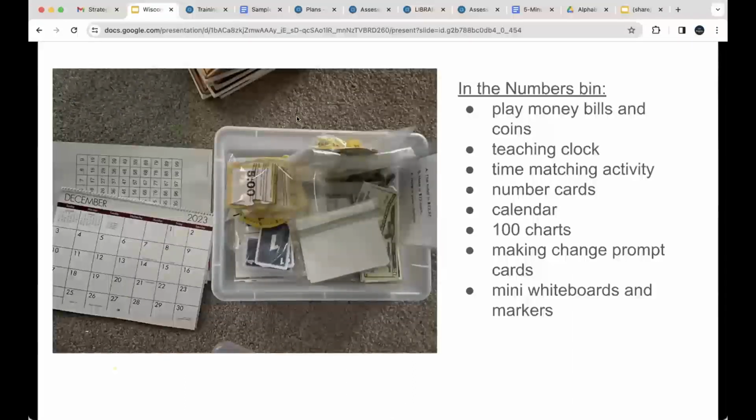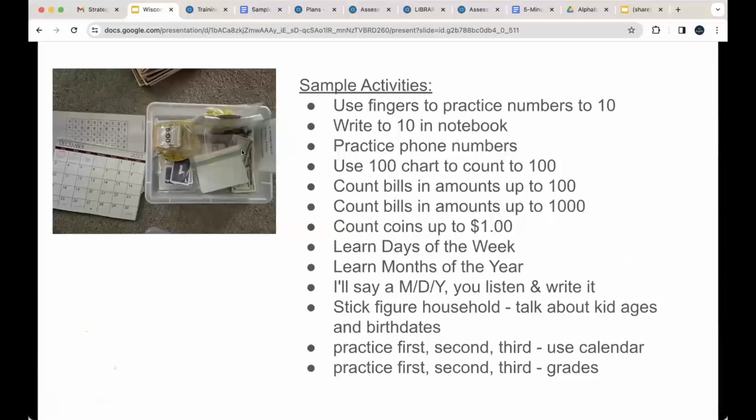Okay, so each of these small group stations has a focus. One small group station is a numbers focus. We've got some play money, some teaching clocks, a calendar, a number chart, a variety of things in this bin. And we're not trying to use all of those things every day. We're just going to do one of these activities each day. So we'll say today we're going to practice days of the week, and here's the calendar. And for the next 20 minutes, I want you to use this calendar and do lots of repeat after me and practice those days of the week, and maybe have the students write those in their notebook.